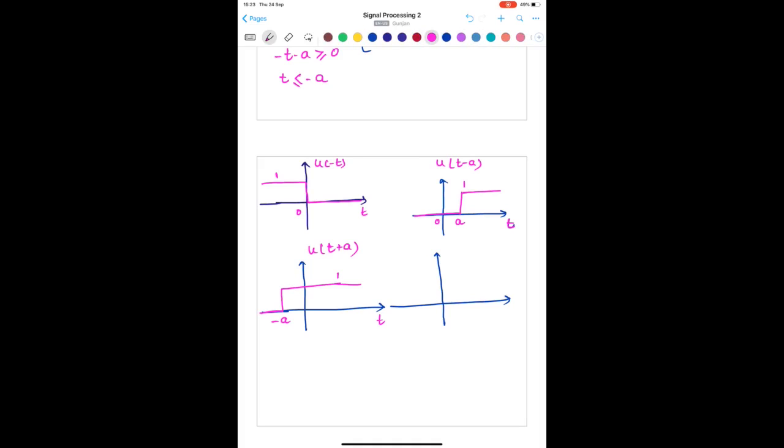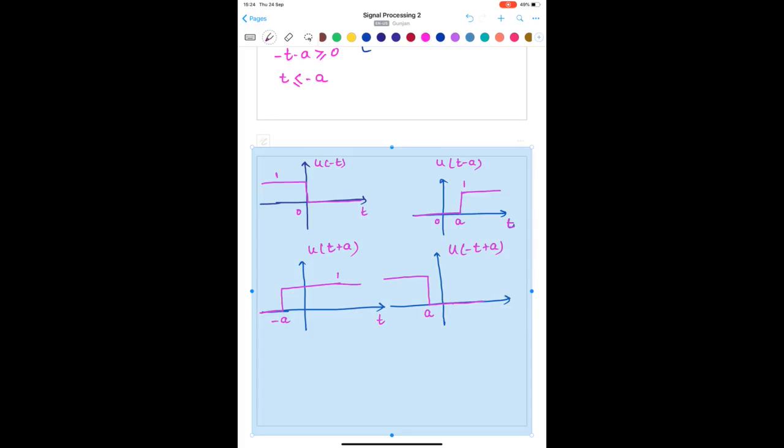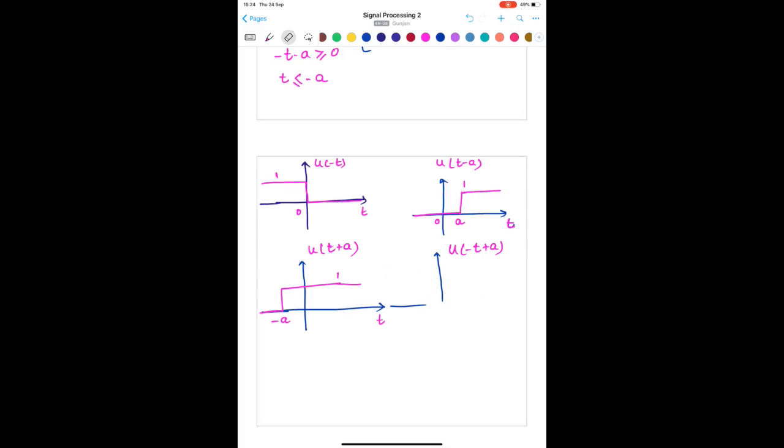If you have a signal u of minus t plus a, then from minus infinity to a, or all the negative values up to a, it has an amplitude of 1, depending upon whether a is positive or negative. Suppose I am considering now that a is positive. Sorry for that.